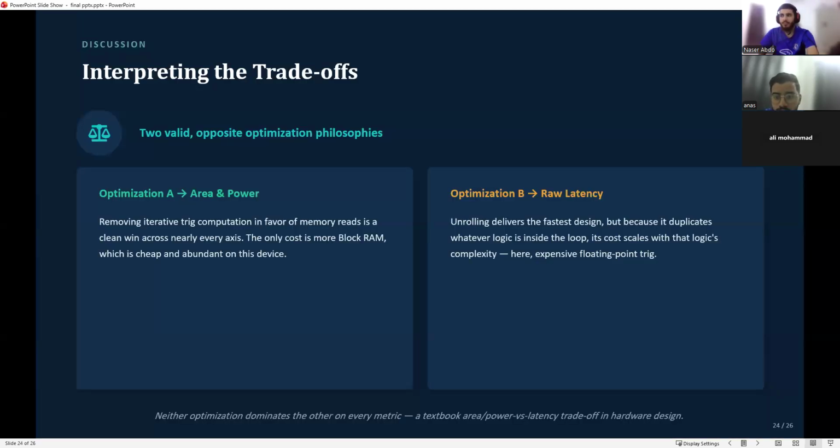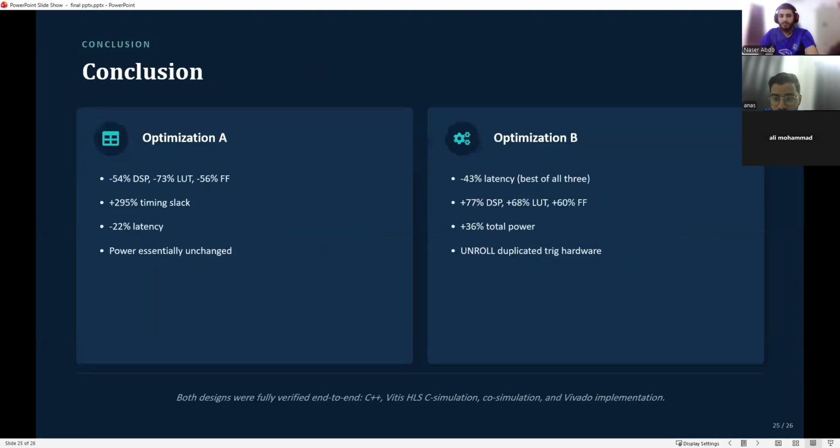To conclude, we successfully implemented a 128-point FFT using high-level synthesis. We verified the design using Python, C simulation, RTL co-simulation, and FPGA implementation. Both optimization methods improve the overall design while maintaining correct FFT functionality. Next, please.